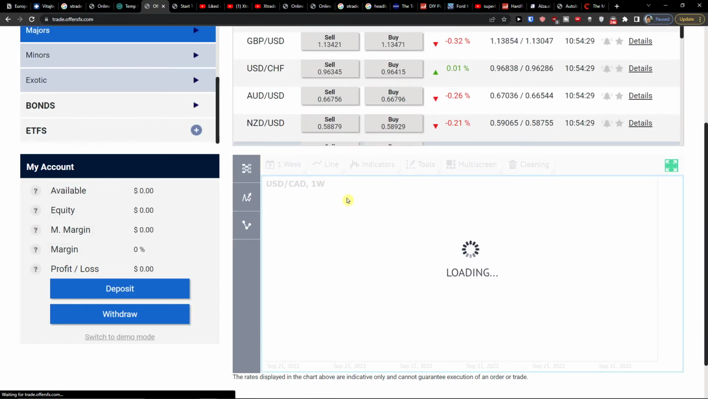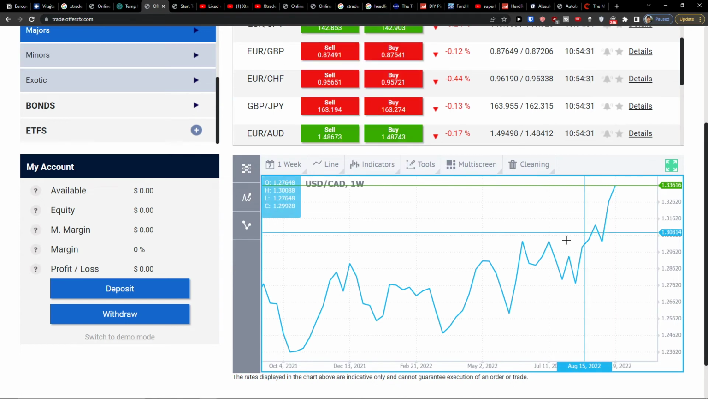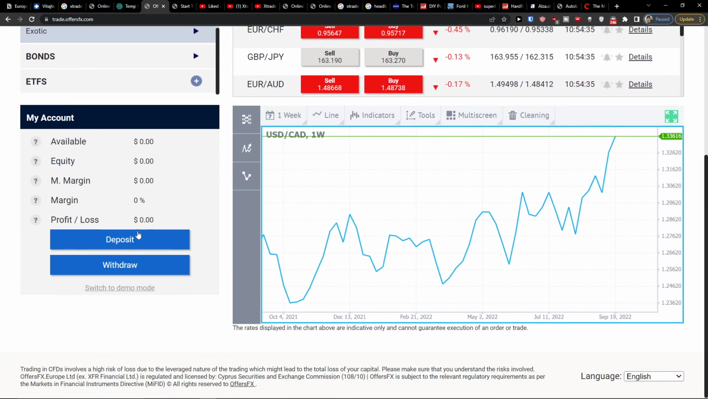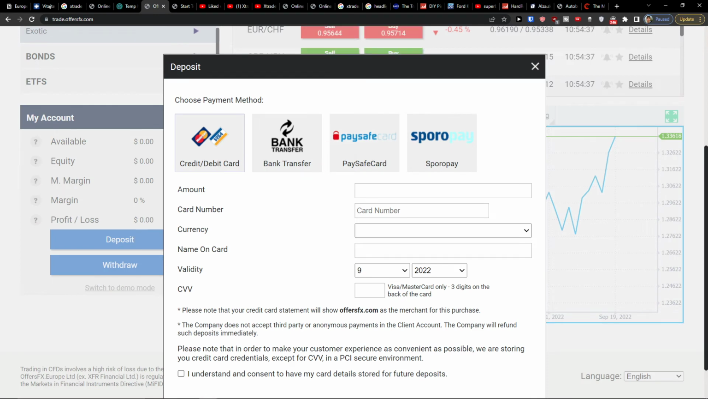My definite recommendation is really spend your time on the demo, learn how to use it. And here on your real account, you can easily click deposit on the bottom left and start depositing your money. Or when you make money, you can easily withdraw it. So that's pretty much how you can use this platform.